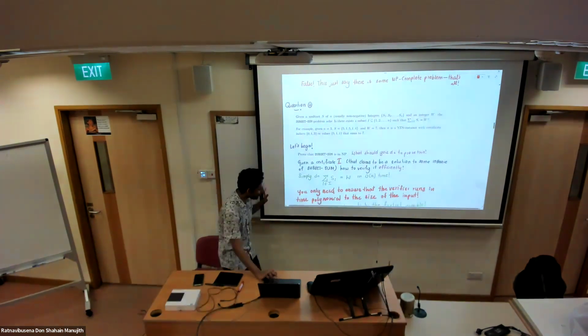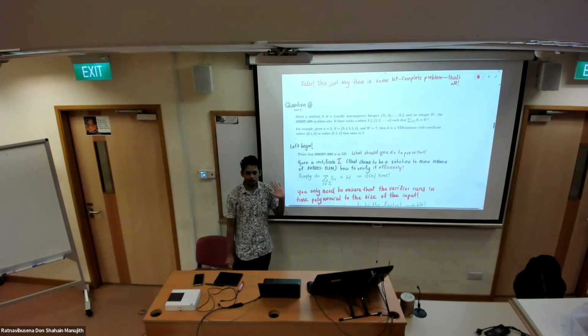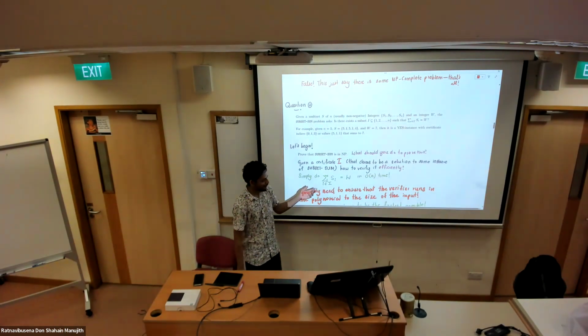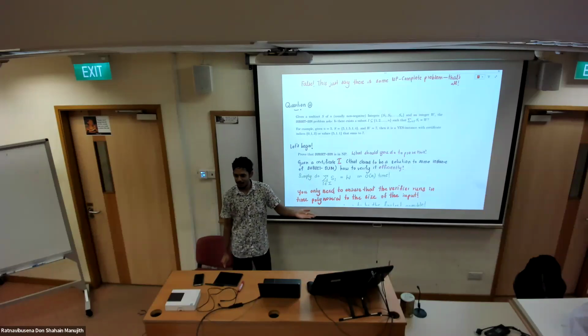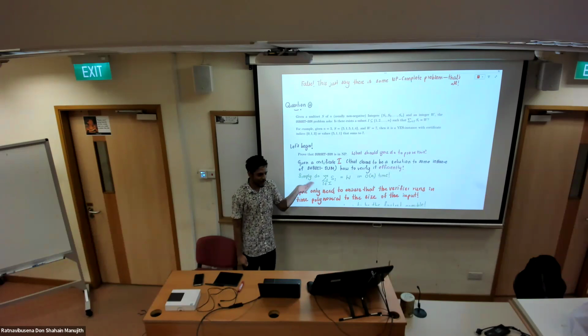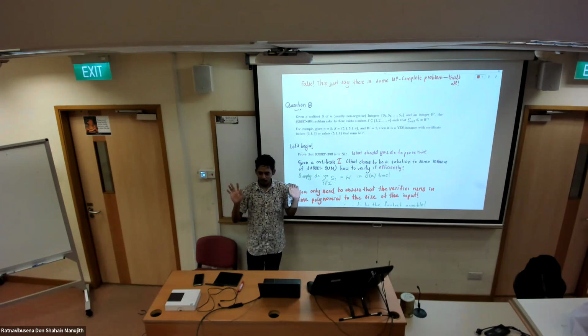So I need to say this: you only need to ensure that the verifier runs in polynomial time. Even if you cannot figure out this linear time thing, even if you can only solve it in O of n to the 5 time, which is suboptimal, you have still proven that this problem is in NP because you verified it in polynomial time. So your verification does not need to be absolutely the fastest.